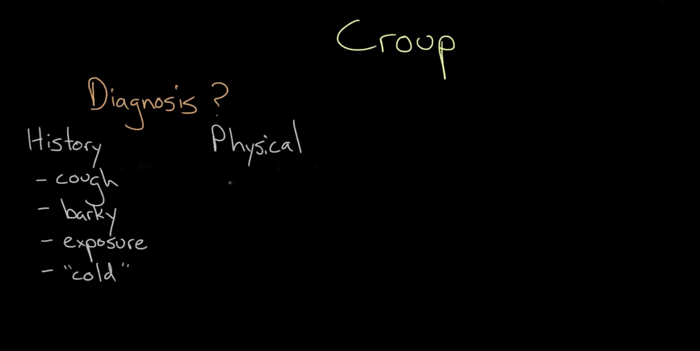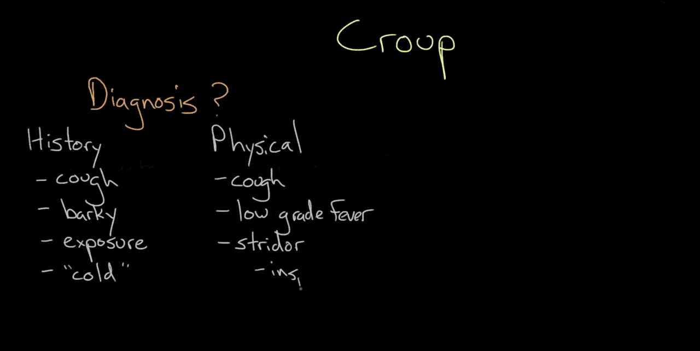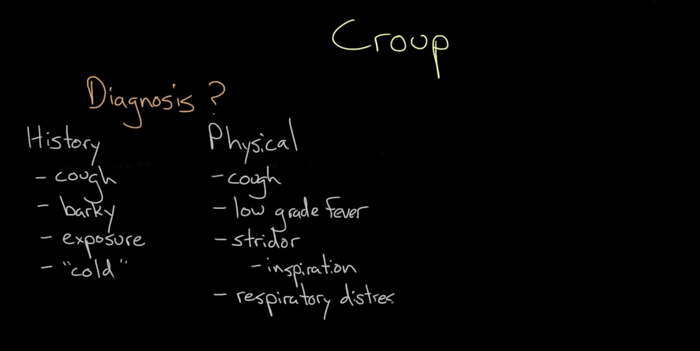By subjective physical exam, the cough is often evident. There may be, although not always, a low-grade fever. Stridor can be heard, and that may be very subtle stridor that needs a stethoscope in order to bring it out, or it could be audible stridor that you could hear from across the room. And that stridor is usually on inspiration. And if things are bad enough, there may be respiratory distress. And that can take the form of using accessory muscles to breathe or a low oxygenation status.